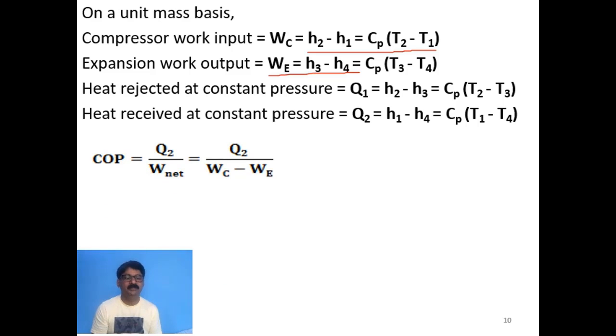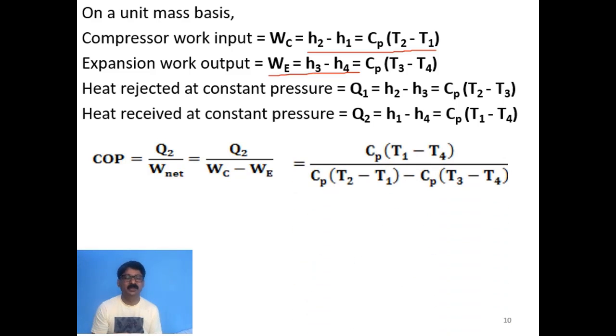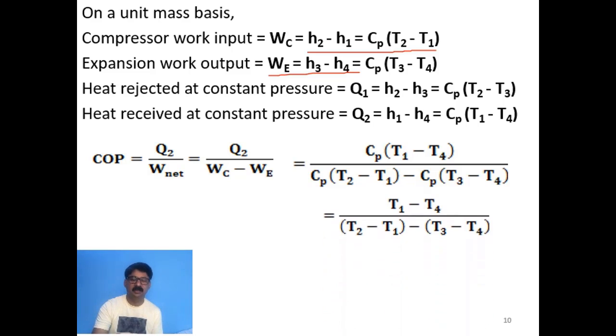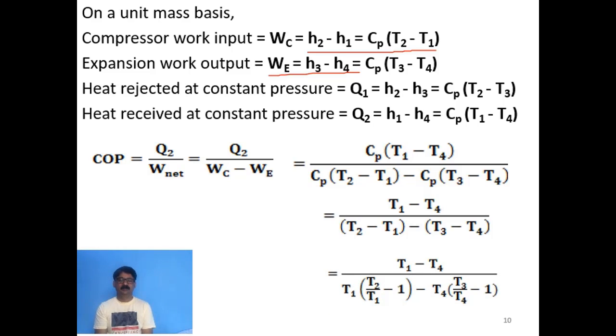Now COP of the refrigerator is nothing but Q2 by W net. So Q2 divided by WC minus WE. So if you substitute for Q2, it will be Cp into T1 minus T4, whereas for WC it is Cp into T2 minus T1, and WE it is Cp into T3 minus T4. So Cp gets cancelled, so you get the expression T1 minus T4 divided by T2 minus T1 minus T3 minus T4. You can simplify, take a piece of paper, okay, try to solve instead of just listening.